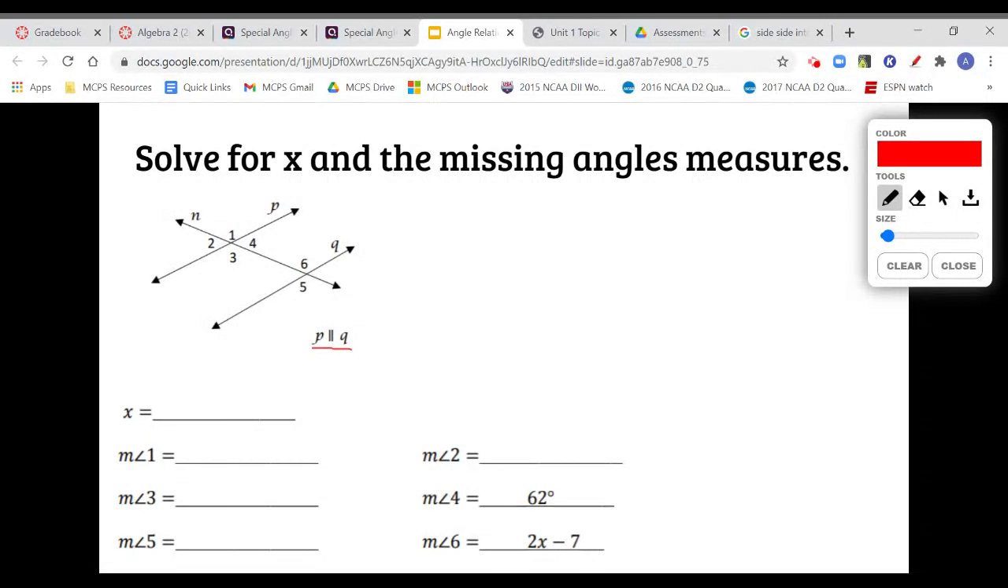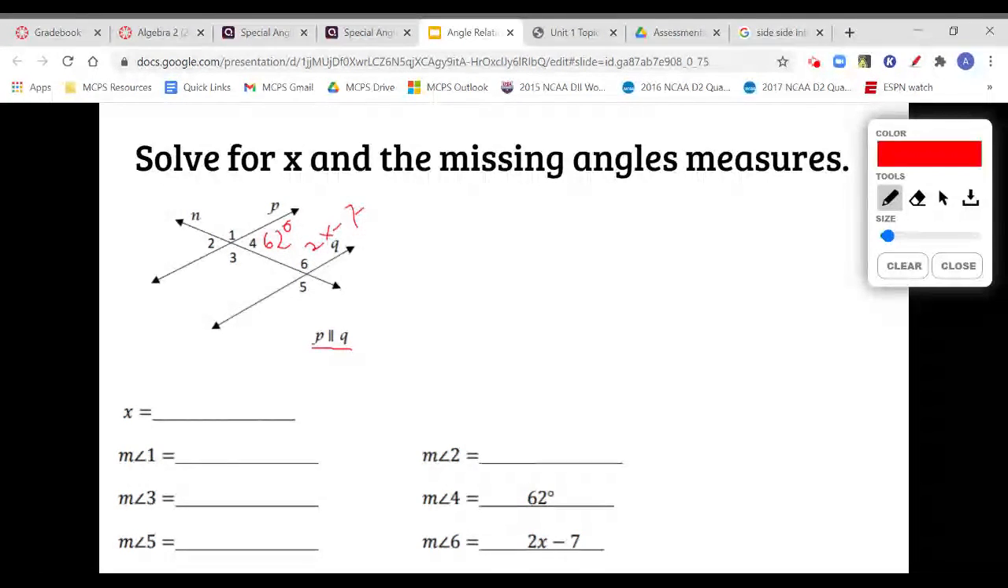So you'll notice down below, I'm given the measure of angle 4 and angle 6. And I'm going to start by drawing those in on the diagram because that helps me to sort of visualize the angle relationships. So there is angle 4, and then angle 6 is 2x minus 7.